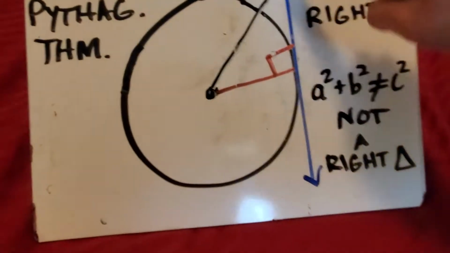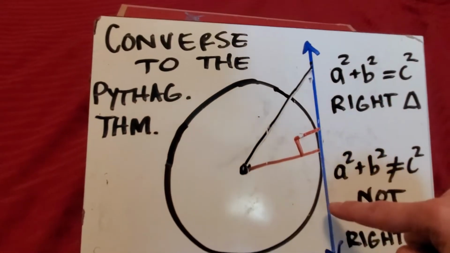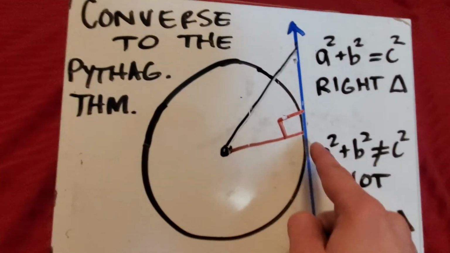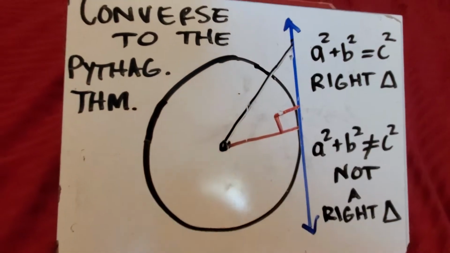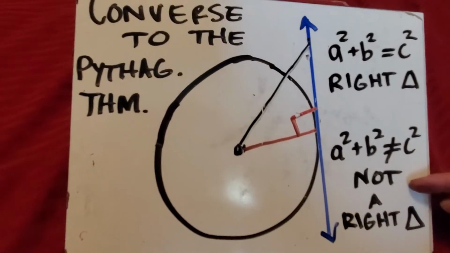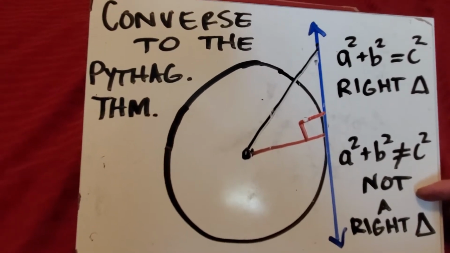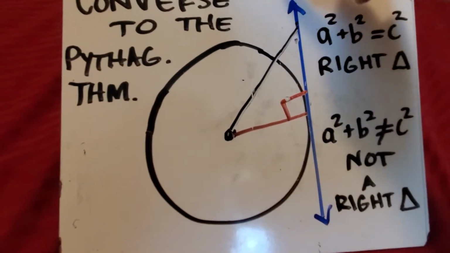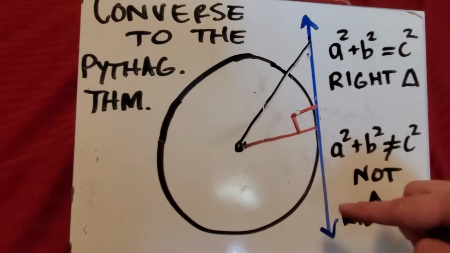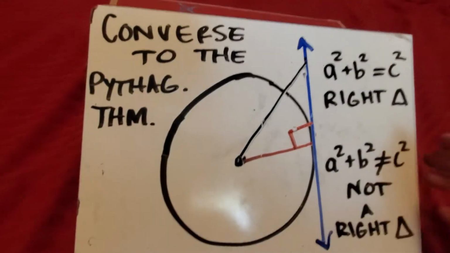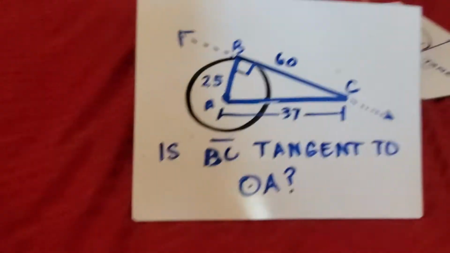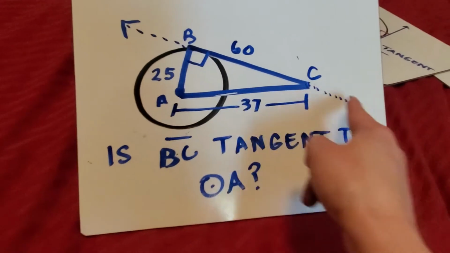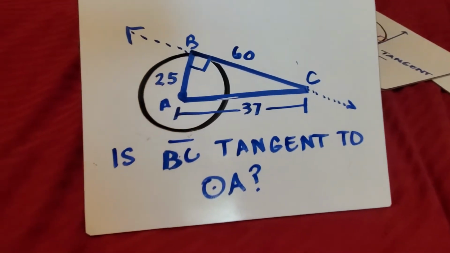So we can verify if this line is tangent to the circle by verifying that a squared plus b squared does equal c squared. If it does not, then it is not a right triangle, which means this line is not perpendicular and it would not be tangent. So the first example is I want to know if BC is tangent to circle A.